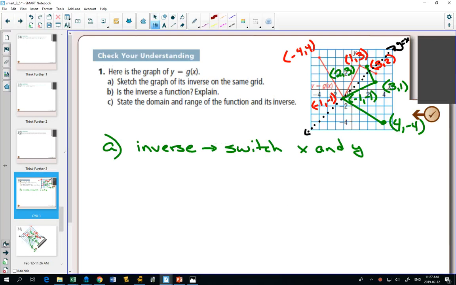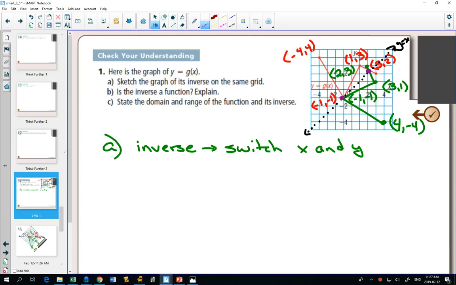A couple of other important things to notice. Did you notice that this point didn't change? Why didn't it change? Because the x and the y are exactly the same, right? And when you switch them, you notice that it's right on the line y equals x. So this is another point that didn't change, even though we didn't label it. But we have to be careful when graphing that wherever our line y equals x is, any points on our original graph that touch that line have to stay the same for the inverse graph.